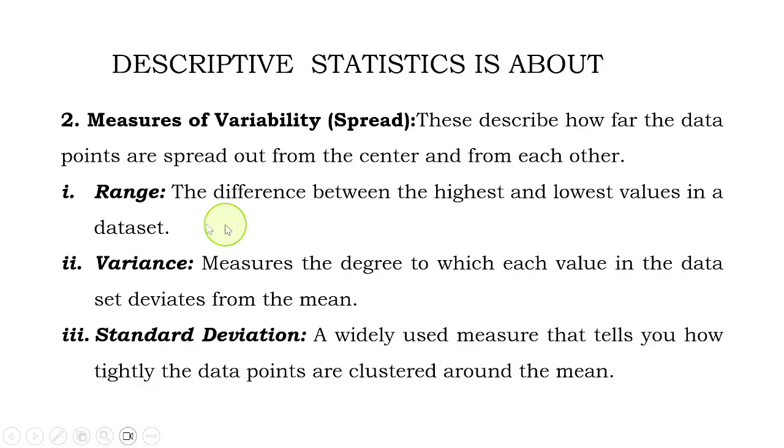The second element is the measure of variability. This is about the measure of the spread, how your data is spread around the mean. It describes how far the data points are spread out from the center and from each other. This includes the range, which is the difference between the highest and the lowest values in the data set. The variance measures the degree to which each value in the data set deviates from the mean. The standard deviation is a widely used measure that tells you how tightly the data points are clustered around the mean.